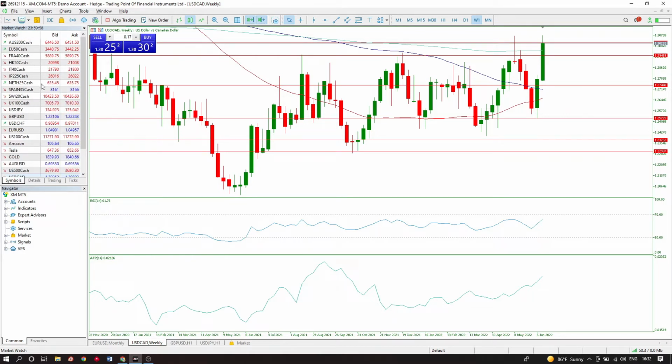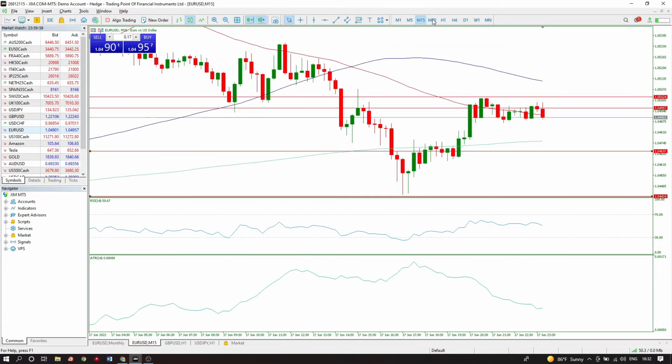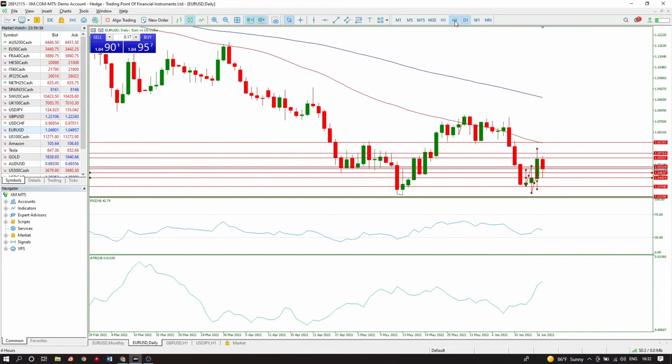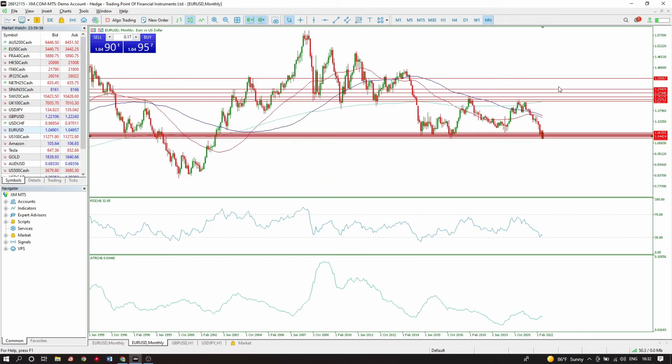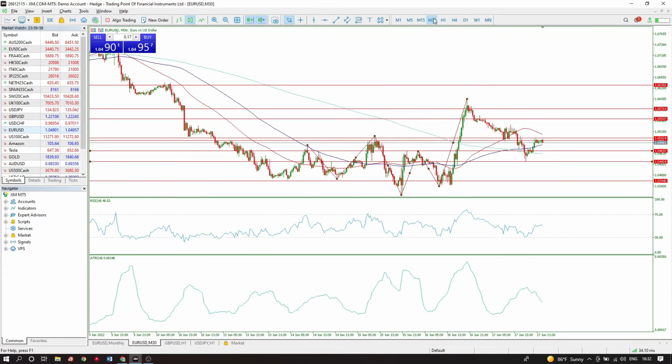So my focus next week is the euro dollar. We can see a lot of support and resistance from the monthly chart and weekly chart. So if we watch the last support and resistance levels, it is here, this one and this one, around these levels here.